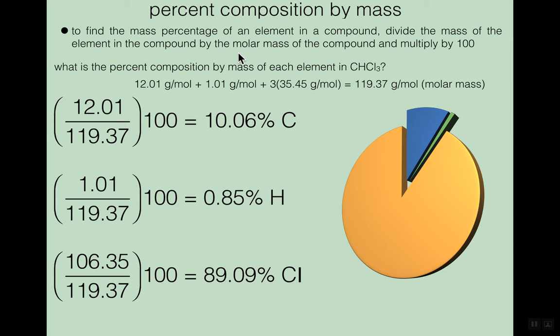So what you're going to have to do is figure out how to calculate the molar mass of a compound, which you should be able to do. And then you're just really dividing and multiplying. So this one's pretty straightforward.